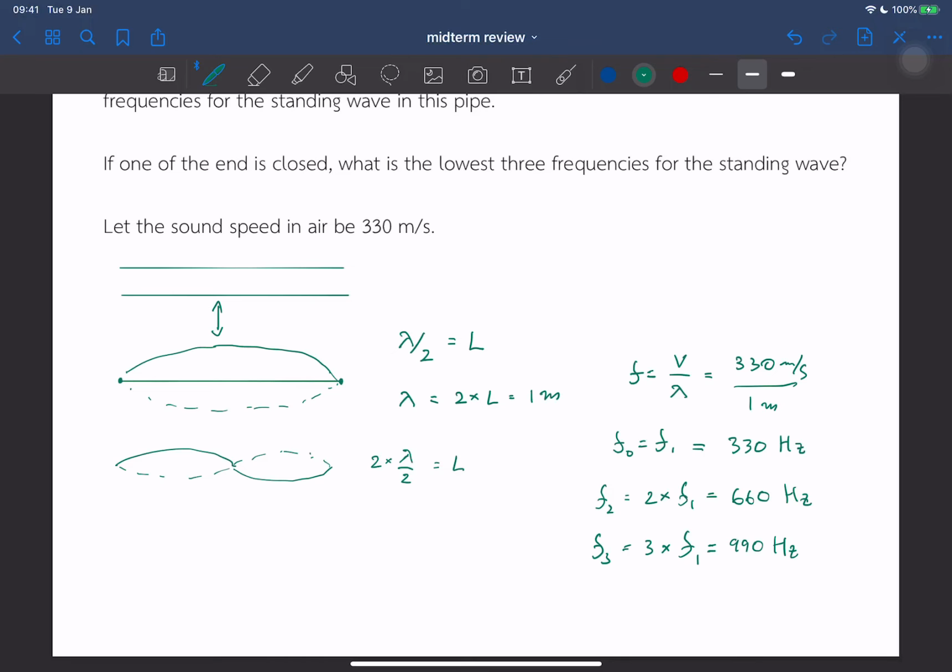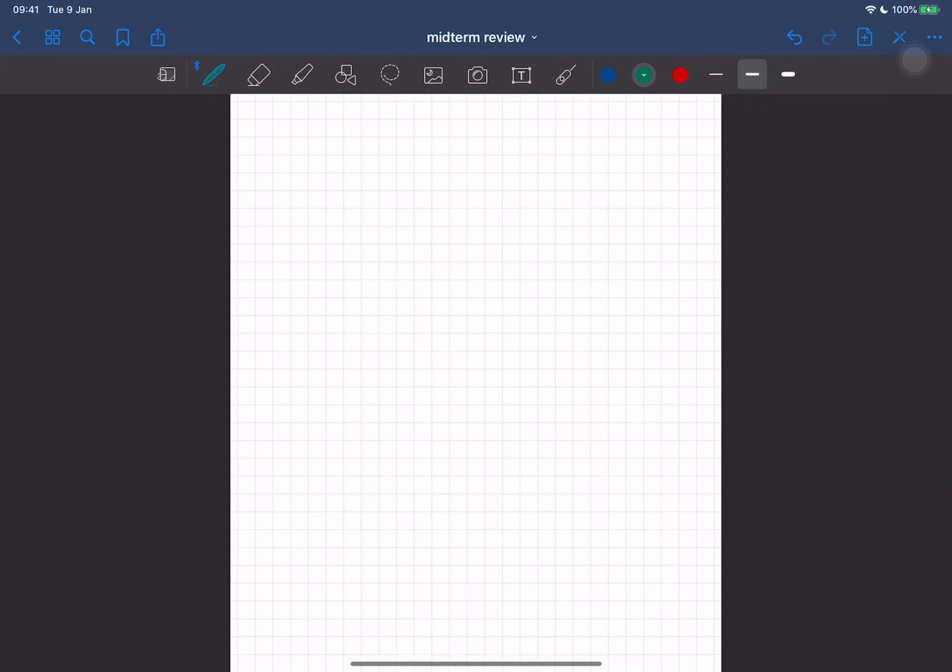For the next question, one of the ends is closed. So equivalent to the string, one of the ends is open. So it's only half of the loop for the string, for the standing wave to happen. So this is half the loop. And one loop is lambda over 2. So half the loop is lambda over 4. So lambda over 4 equal to L. So lambda is 2 meters in this case.